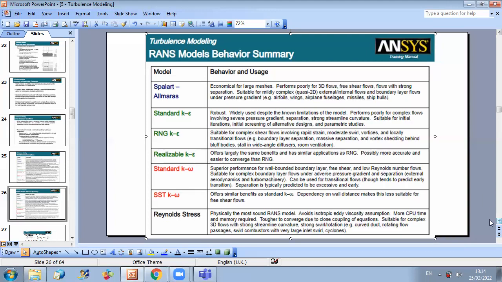Now concerning the heat exchanger, which model do we use? For the heat exchanger, for example, you can use realizable K epsilon for it. Okay. It will work fine.